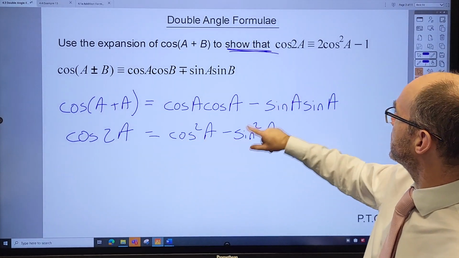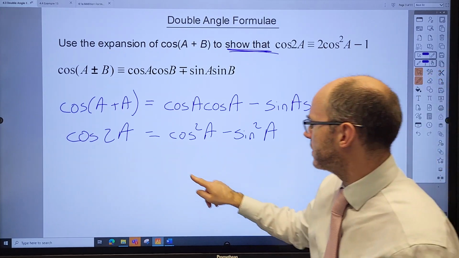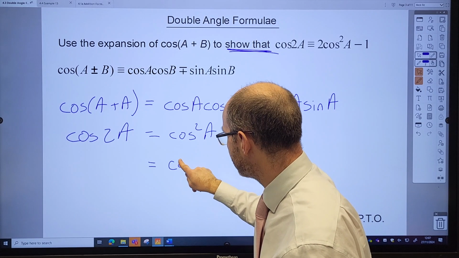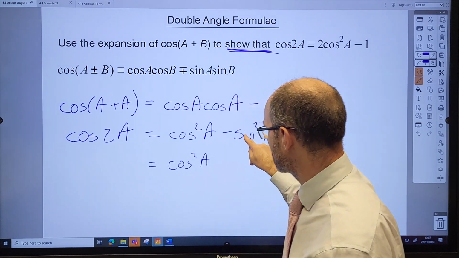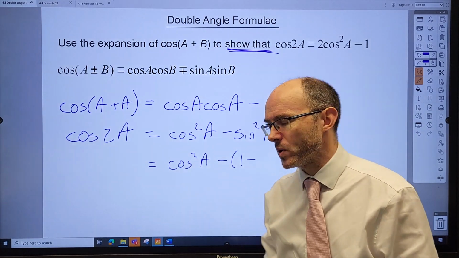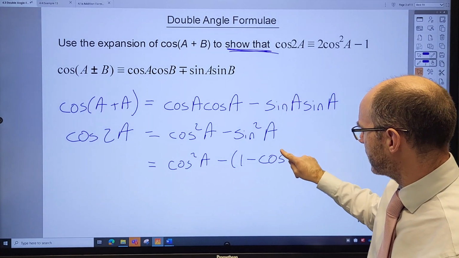And what you need to do is try and write it as this. Now, because it's in terms of cos squared A, the cos squared A there is fine. We just got to rewrite the sine squared A. And here we can use the identity: sine squared A is 1 minus cos squared A. I'm going to put it in like that.